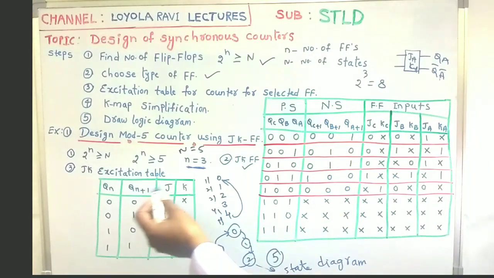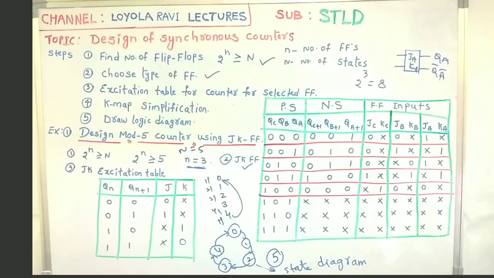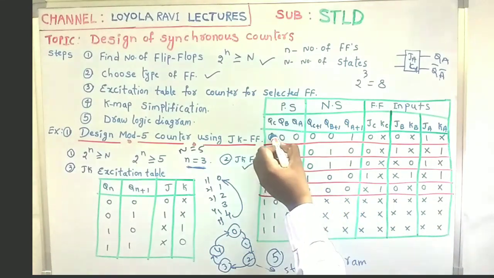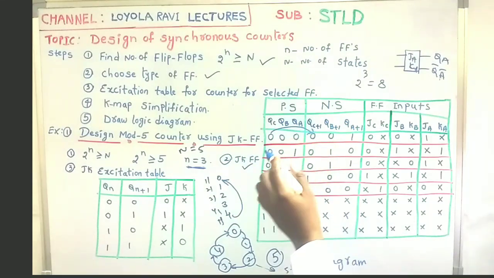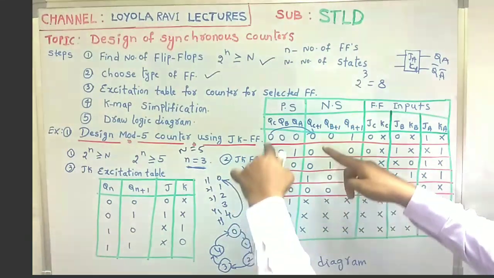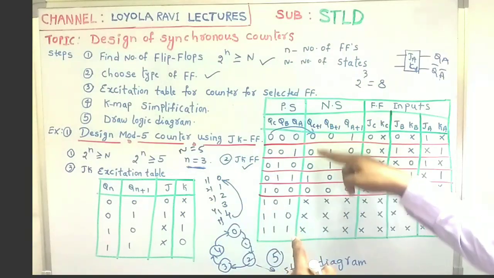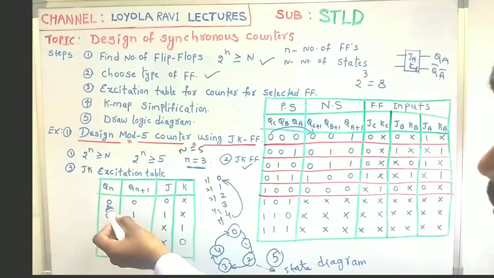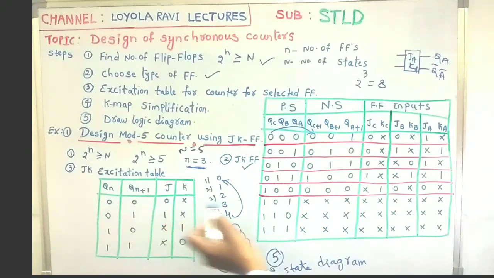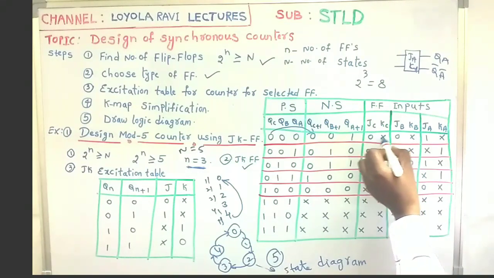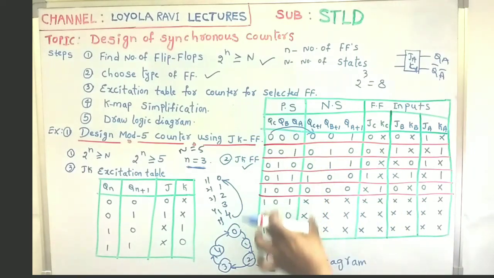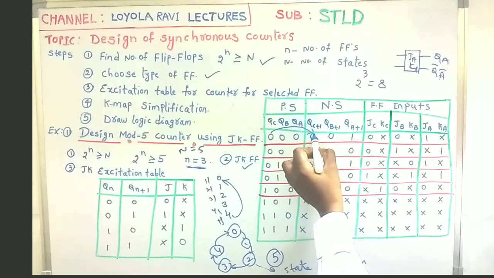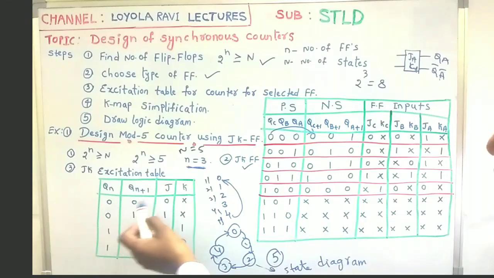Then, by using this excitation table, we have to write the flip-flop inputs. How are we going to write? Let us see. From QC to QC plus 1, these two columns we have to observe: present state first column, next state first column. From 0 to 0, what are JC and KC? 0 to 0, what is the J and K? 0, don't care. In the C flip-flop, we have to write these two corresponding lines. QC, QC plus 1. 0 to 0, it is transferring. That's why 0 to 0 is 0, don't care.